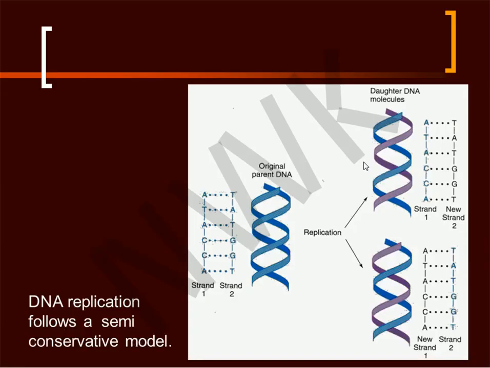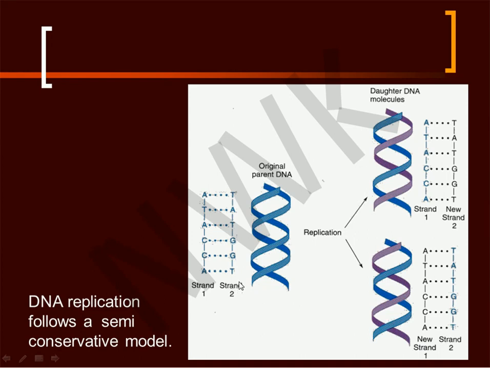This diagram also explains the semi-conservative model. As you can see, this is a parental DNA molecule, while these two are the newly synthesized DNA molecules. The parental DNA has this nitrogenous base sequence. During semi-conservative replication, the parental strand will separate and act as a template. This is strand 1, which originally comes from here, while this is strand 2, which originally comes from here.